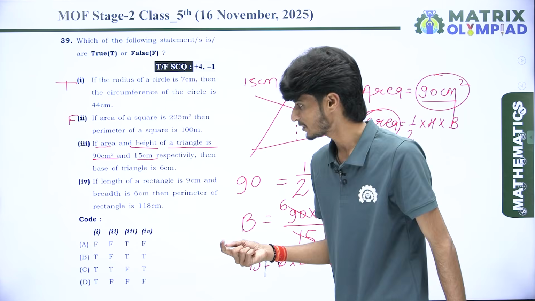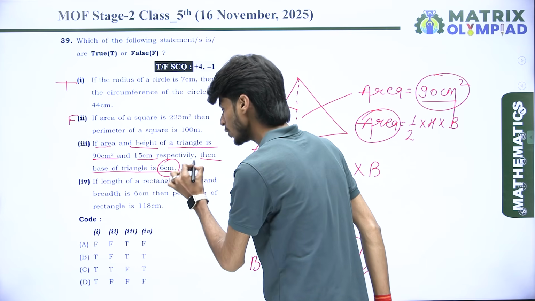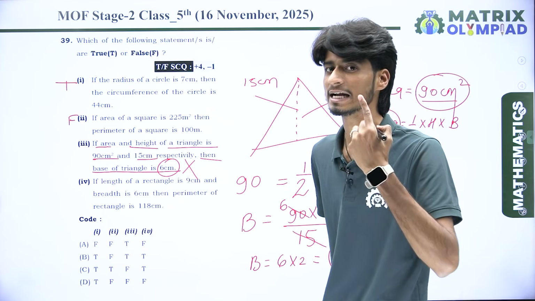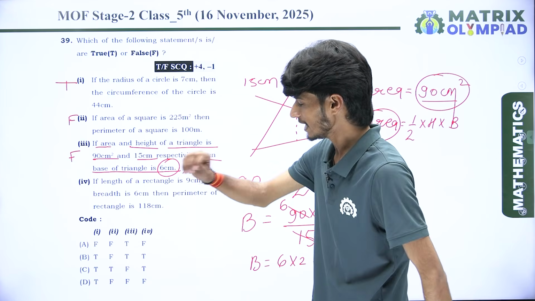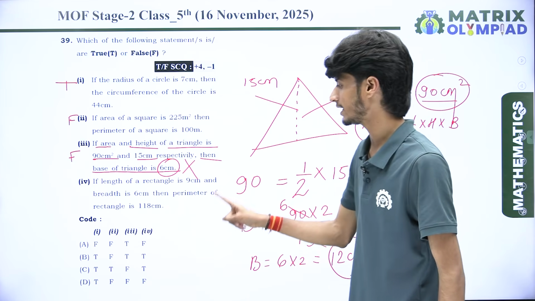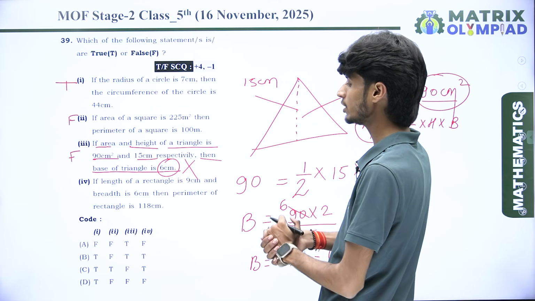Yes or no? So let's see. Then the base of the triangle is 6. No, the base of the triangle is 12 centimeter. That means it is a false statement. The next point is: if the length of a rectangle is 9 centimeter and the breadth is 6 centimeter, then the perimeter of the rectangle is 118 centimeter.